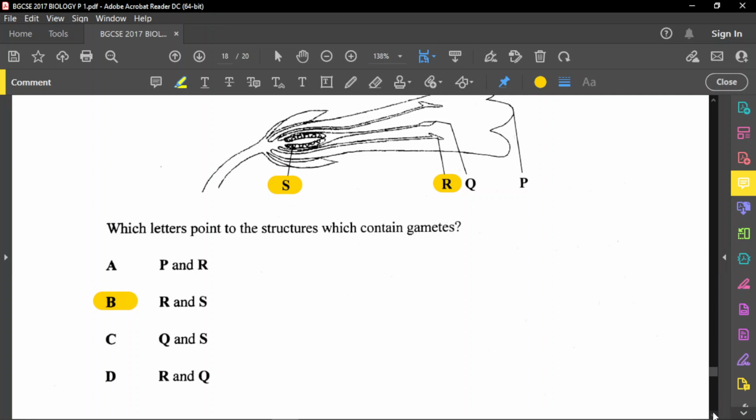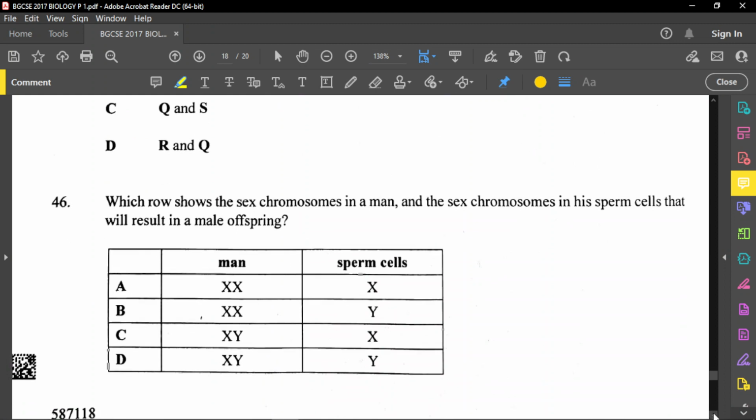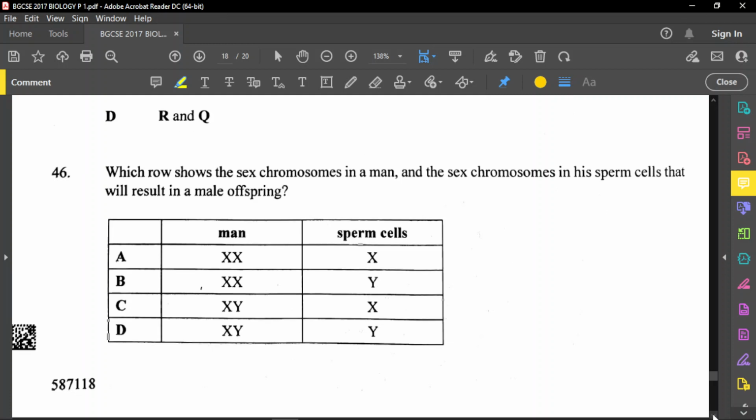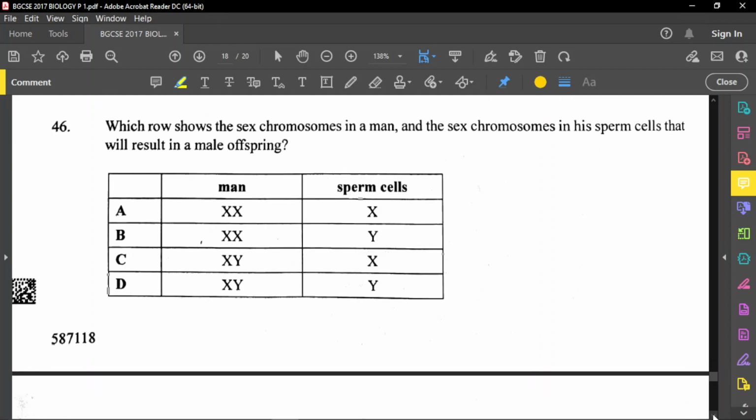Next question. It said here now, which row shows the sex chromosomes in a man? So we look for the chromosomes in a man and the sex chromosomes in a sperm cell that will result in a male offspring. Now, the first thing you need to know is that female is X and X, yes? Female is X and X. So looking for a man, it must be X and Y. All right? So it's either between C and D. And it said which of them will result in a male. And once you have the Y chromosome, you are male. So that means D is the answer.